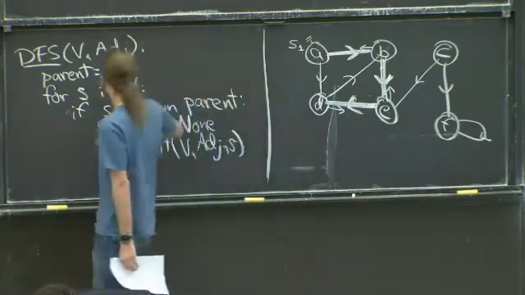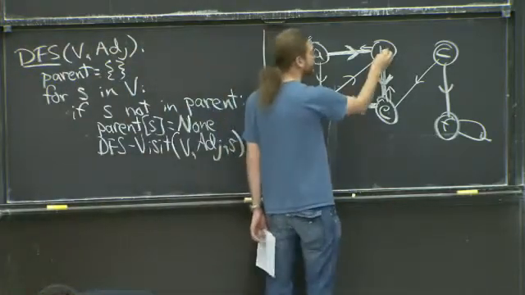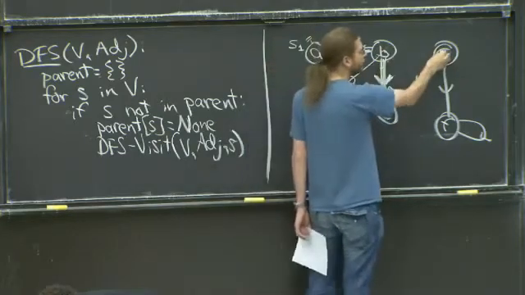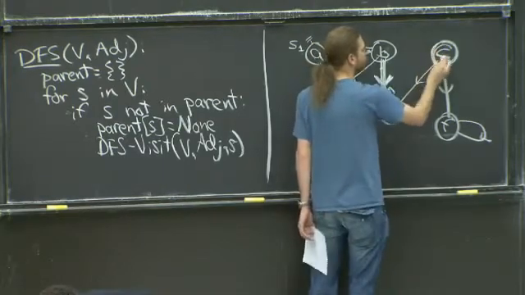Now we go back to this loop, the outer loop. So we did A. Next we look at B. We say, oh, B's been visited. We don't need to do anything from there. Then we go to C. C hasn't been visited, so we're going to loop from C.